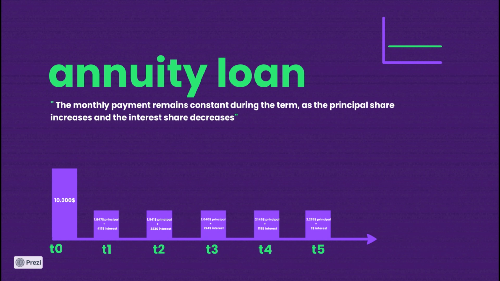The annuity loan is the most common type of loan and is often used for real estate financing. Here, the monthly payment remains the same throughout the entire term, making the cost predictable. So we're dealing with a fixed monthly payment where the portion of interest decreases and the principal portion increases.